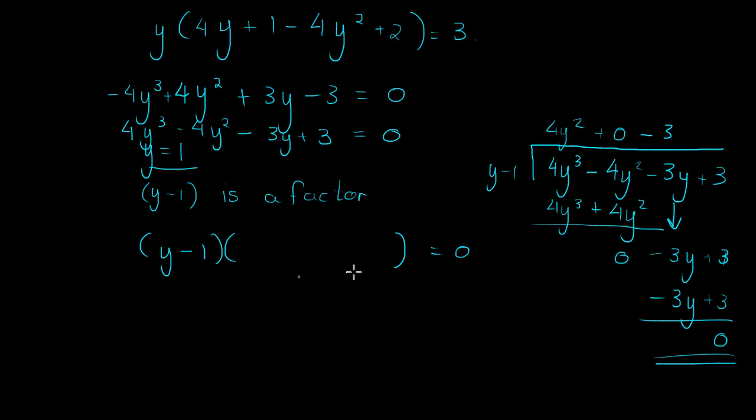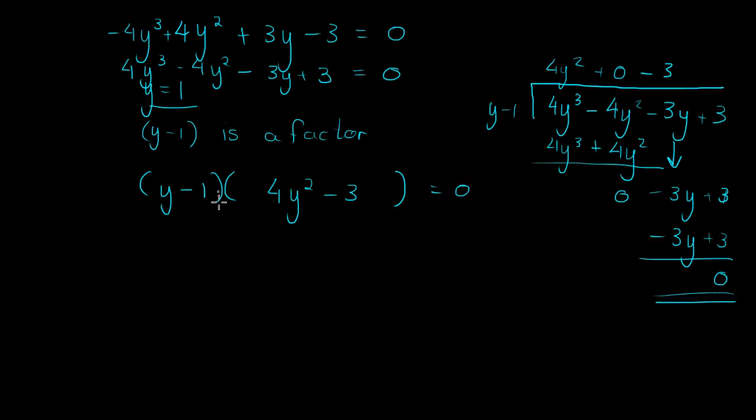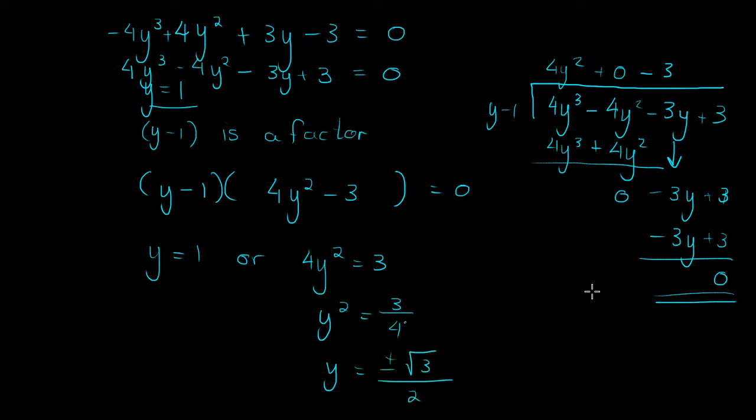So that my quotient here in the middle is, or what's left over when I divide with y minus 1, my remainder is 0, but my quotient is 4y squared minus 3. And there I've factorized into two factors, so now I can say y is equal to negative 1, positive 1, or 4y squared is equal to 3. So y squared is equal to 3 over 4. So y is equal to plus minus square root 3 over 2. I took the square root on both sides, and then I remembered to take a plus minus.